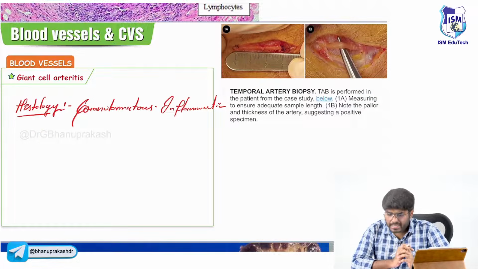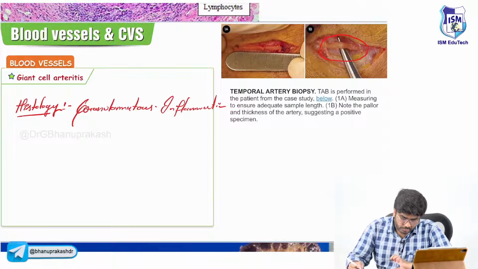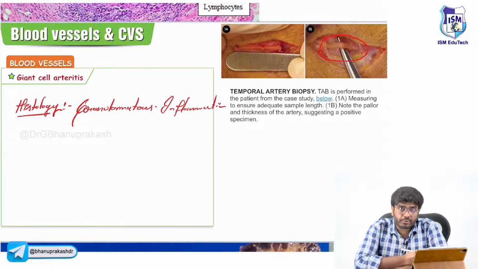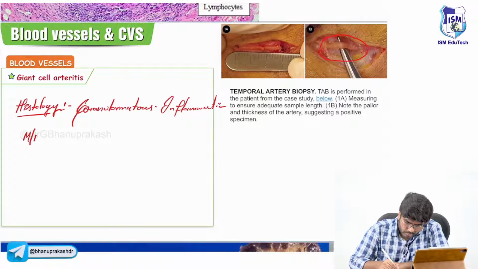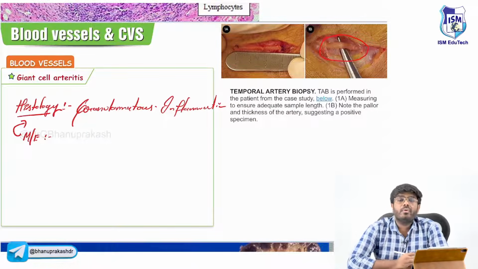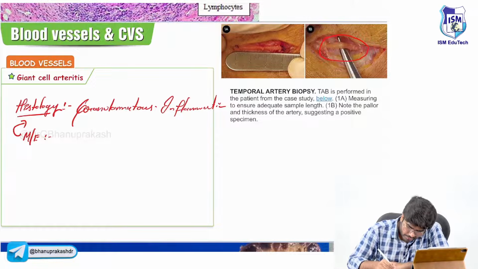Now, how to make the diagnosis? This is the temporal artery. What you need to do is microscopic examination first. The histology is microscopic only, no? So to take this blood vessel, first you need to do the biopsy. You need to take this blood vessel.